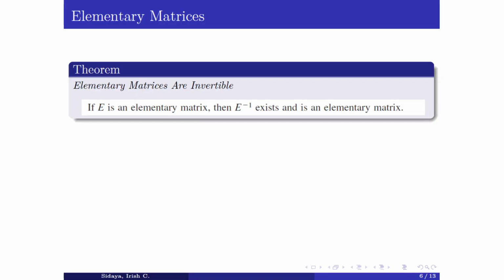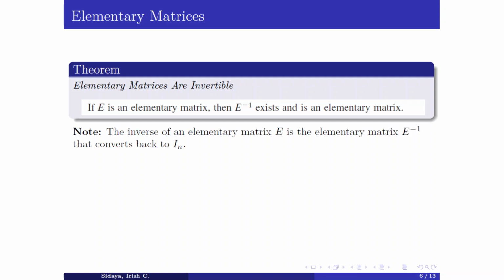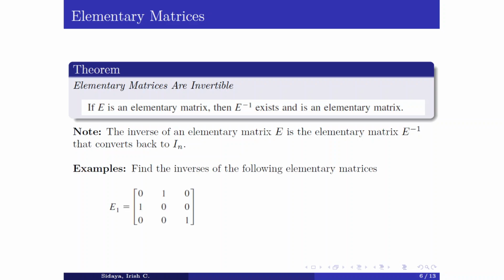Next, elementary matrices are invertible. If E is an elementary matrix, then E inverse exists and is an elementary matrix. Note that the inverse of an elementary matrix E is the elementary matrix E inverse that converts it back to the identity matrix of order n. For example, let us find the inverses of the following elementary matrices. First, we have E sub 1.